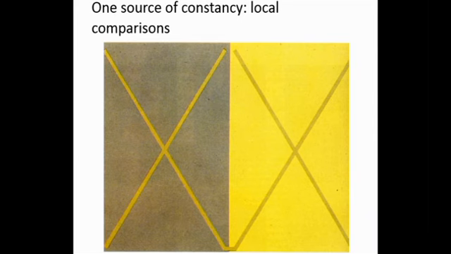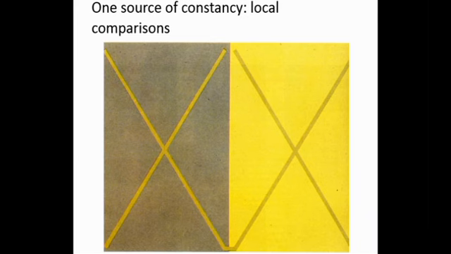So one source of constancy that we have is local comparisons. Both people and computers don't really focus on the absolute value of the RGB value. They look at contrast, local contrast. So for example, if you look at this, this looks like a kind of an orange, this looks like more of a brown. So this X looks different than that X, but then if you look down here, you can see that actually it's the exact same color. It's just the background that changes. So we don't really perceive the absolute color, we perceive the color relative to the background.